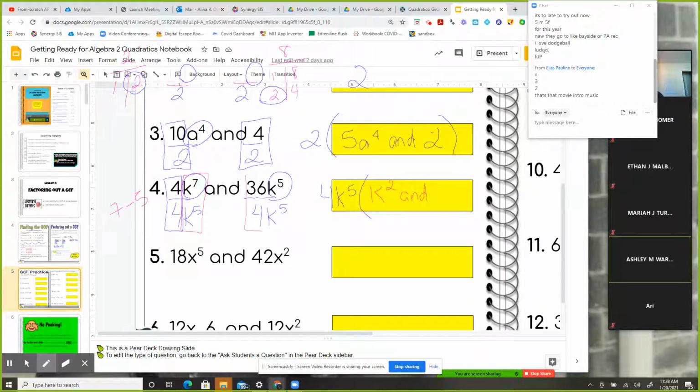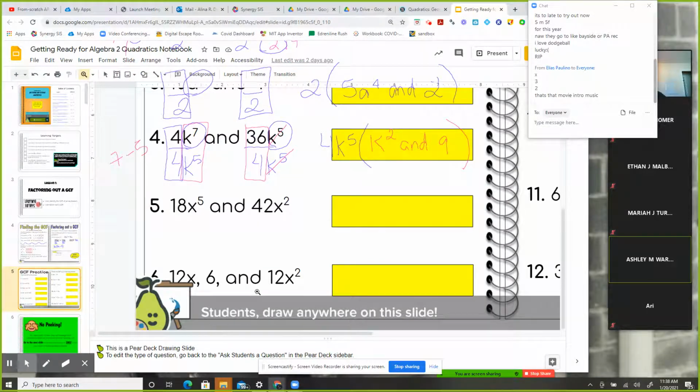And then what was 36 divided by 4? 9. That was the 9. So we put 9 at the end, and k to the 5th power divided by k to the 5th power. Anything divided by itself is just 1. Try number 5 on your own. See if you can do number 5. When you think you have the greatest common factor, put it in the chat.